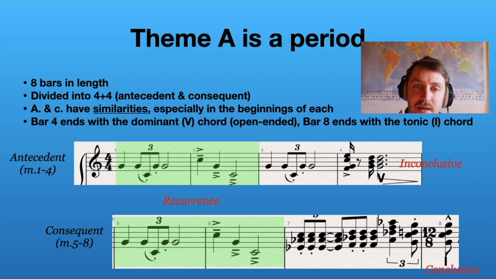It's 8 bars long, divided into 4 plus 4, 2 halves which are similar. The first 2 bars of each half are identical. Also, we have the 5 chord in bar 4, and we end on the 1 chord in bar 8. We do have a half cadence in bar 4.